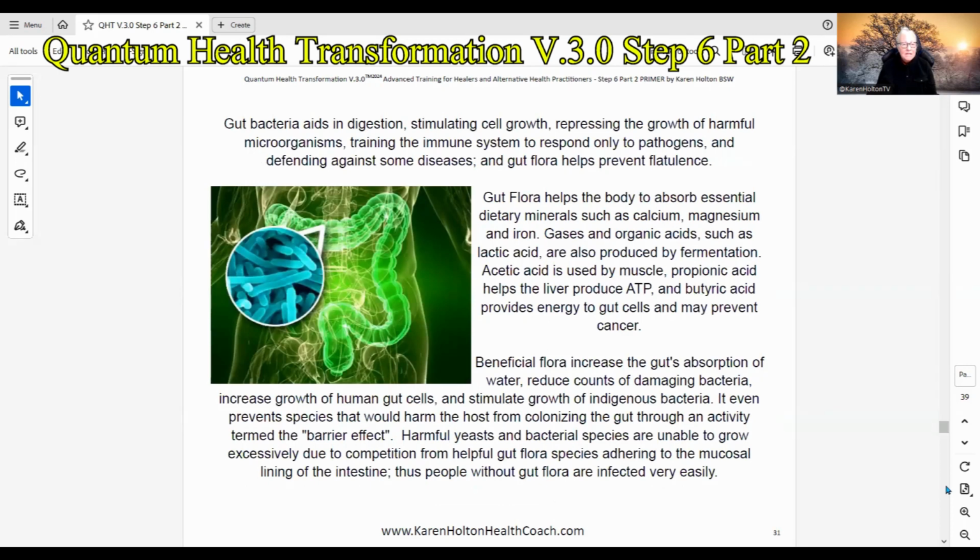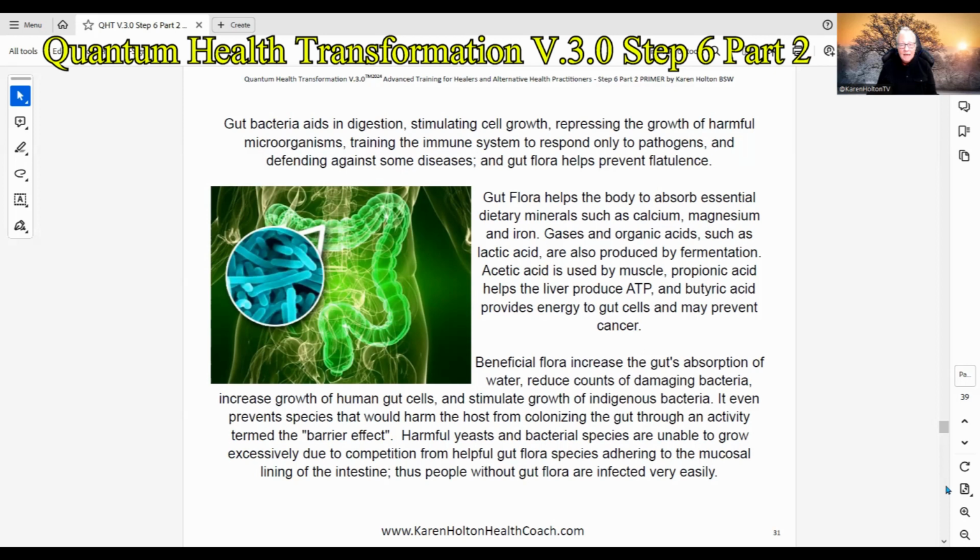Gut bacteria aids in digestion, stimulating cell growth, repressing the growth of harmful microorganisms, training the immune system to respond only to pathogens, and defending against some diseases, and gut flora helps prevent flatulence. Gut flora helps the body to absorb essential dietary minerals such as calcium, magnesium, and iron.